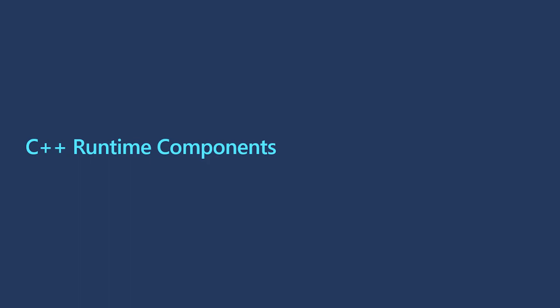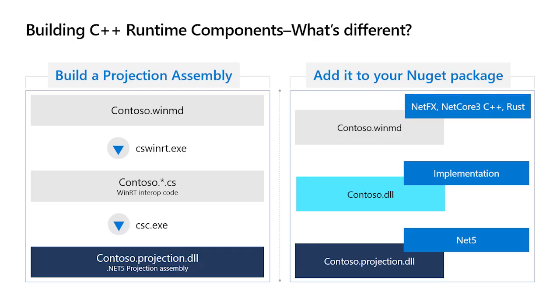All right, so there I just showed you how to call Windows APIs in .NET 5. Let's take a look at the next step for component authors and what they need to do in order to support .NET 5 and C#/WinRT customers from a C++ runtime component. When I build C++ runtime components, what's really different here?